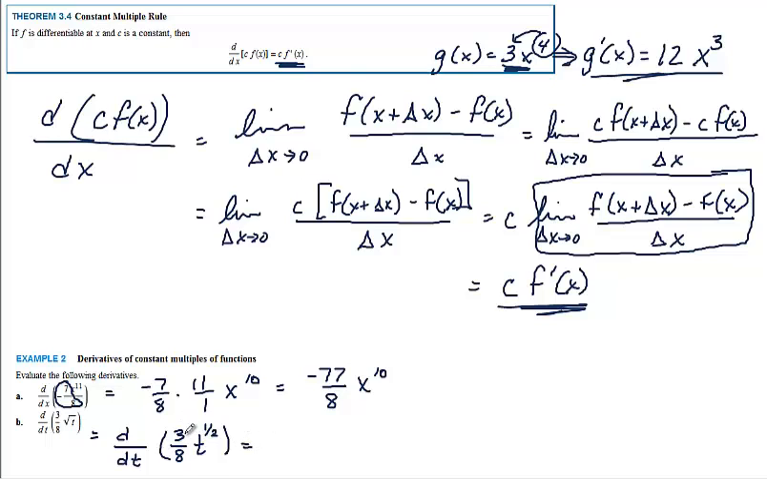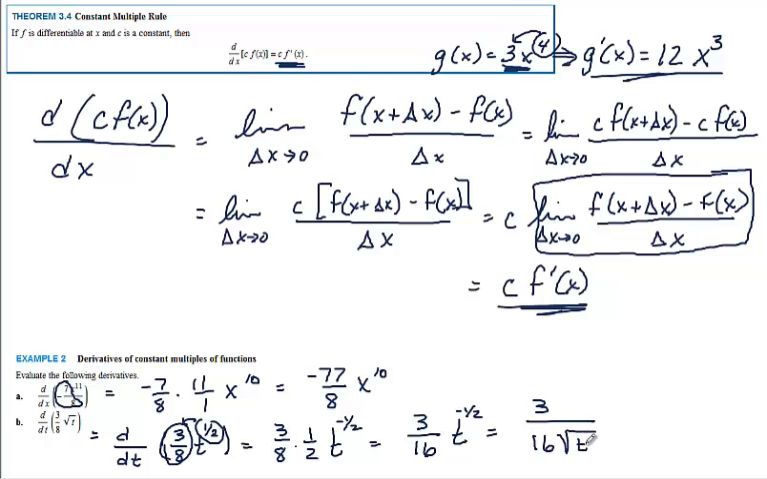Here's my constant right there. I'm going to power drop, multiply it by that. So I'll have 3/8 times 1/2, and then I'll get t to the 1/2 minus 1. So 1/2 minus 1 is a negative 1/2. This one's kind of messy. 3 over 16, and then that would be t to the negative 1/2 power. That would best be written as 3 over 16 square root of t.